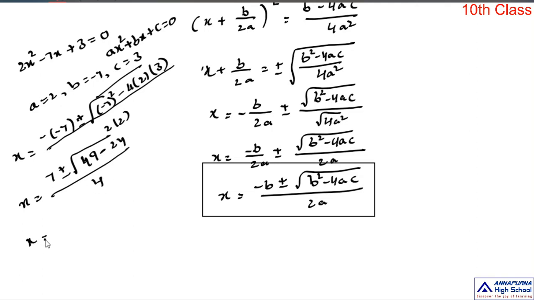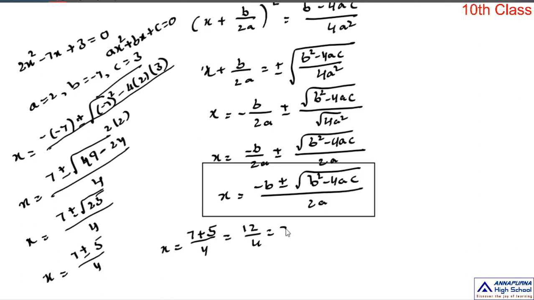So x is equal to 7 plus or minus root of 49 minus 24, it is equal to 25 by 4. Then x is equal to 7 plus or minus root 25, value 5, by 4. Now let us take plus 5 and minus 5 separately. If plus 5 is taken, 7 plus 5 by 4, it is equal to 12 by 4, it is equal to 3. And if you take minus 5, 7 minus 5 by 4, it is equal to 2 by 4, it is equal to 1 by 2.